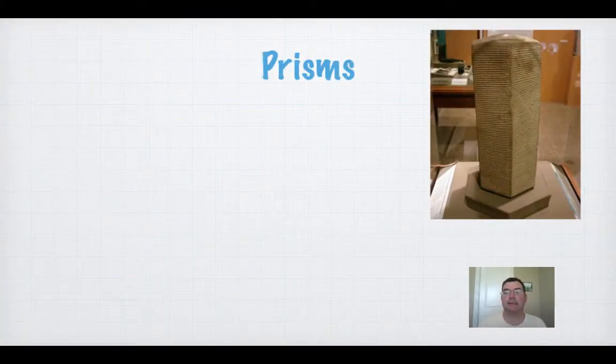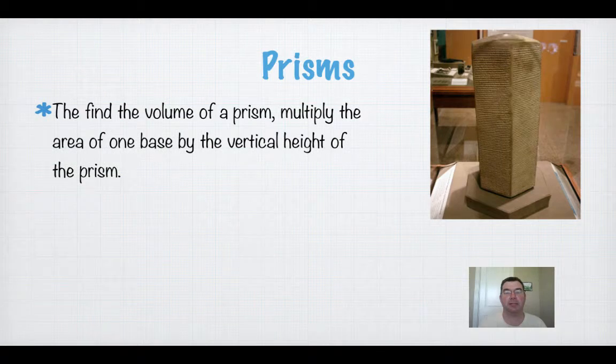All right, so let's talk about prisms. That's a picture of the Taylor prism right there, if you want to research that. To find the volume of a prism, all we're going to do is take the area of one base and multiply it by the vertical height of the prism. So it's going to be the area of the base times the height.